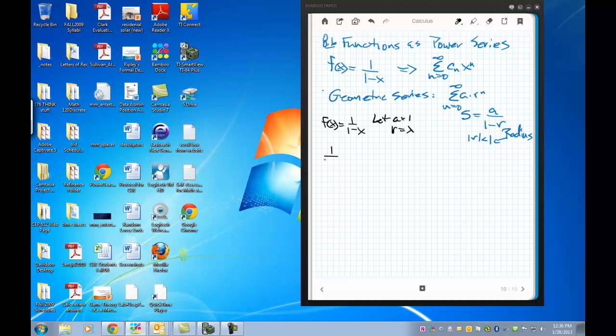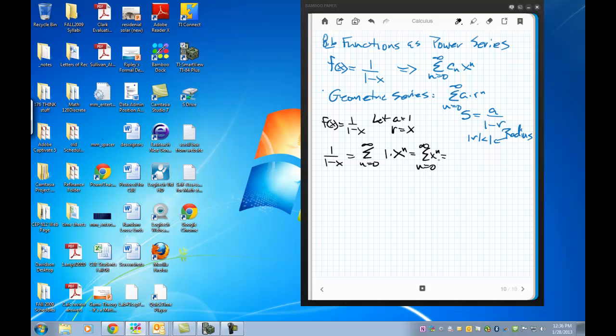I should be able to write 1 over 1 minus x as the sum, as n goes from 0 to infinity, of a, which is 1, times r to the n, and r is x. You have to watch me on this one. So this turns into the sum, as n goes from 0 to infinity, of x to the n.